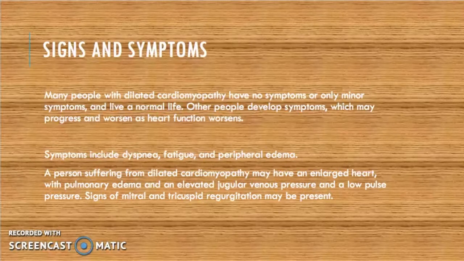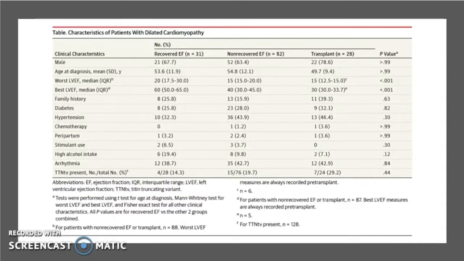A person suffering from dilated cardiomyopathy may have an enlarged heart with pulmonary edema, an elevated jugular venous pressure, and a low pulse pressure. Signs of mitral and tricuspid regurgitation may also be present. This is a table of characteristics of patients with dilated cardiomyopathy that include family history, diabetes, hypertension, chemotherapy, stimulant use, high alcohol intake, and arrhythmias.